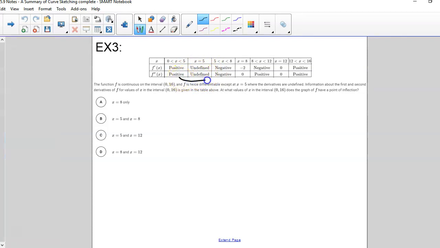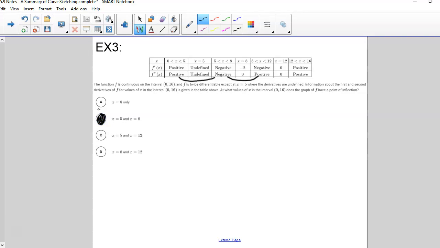So from positive to negative occurs right here, x equals 5, so that's one of them. And then from negative to positive happens right here at 8. And at 12, you go from positive back to positive again, so you don't have a concavity change there. So the correct answer for this one is 5 and 8. So B is correct. If you picked that one, you were right.